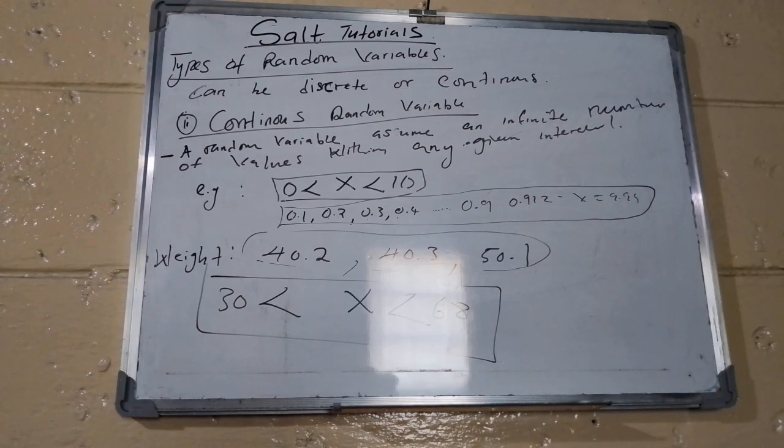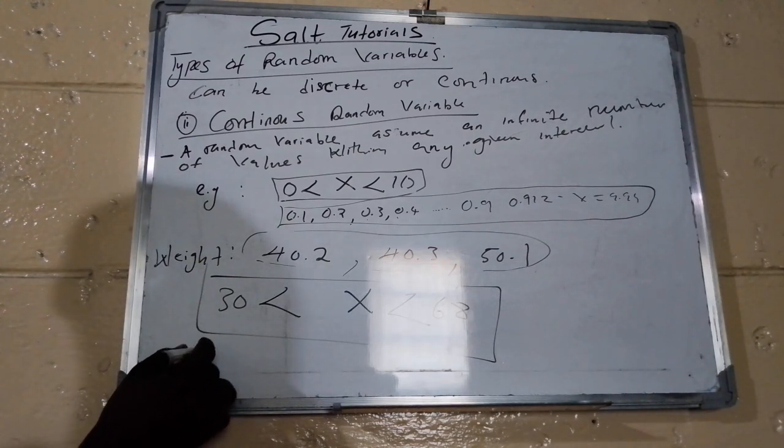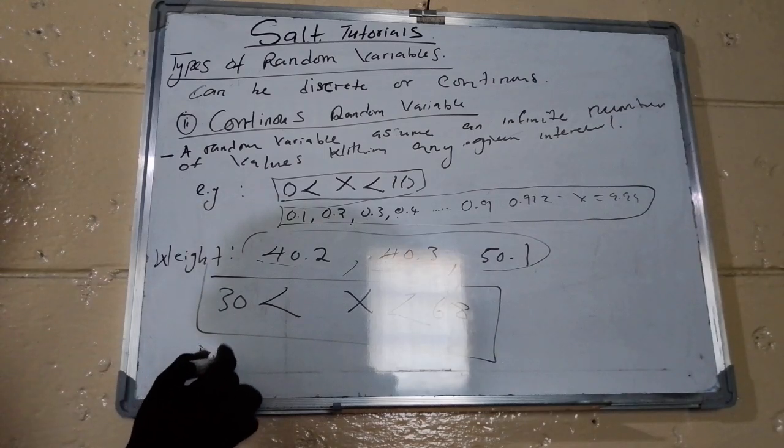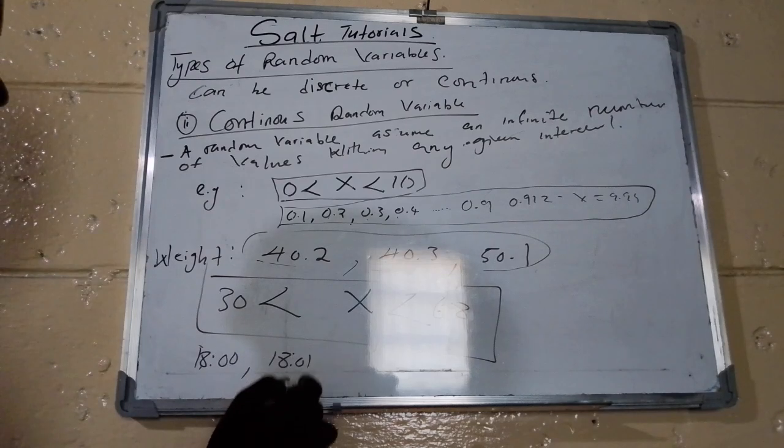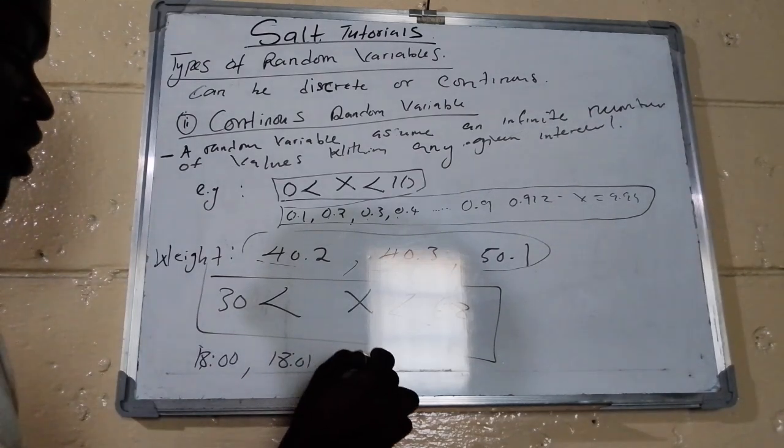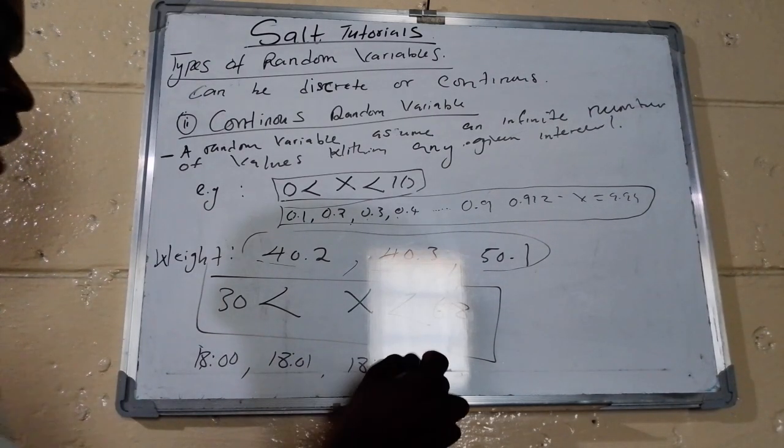Maybe I could talk about heights, or the length of time between arrivals of you students in class. If you are having a class at 18 hours, what is the time you are going to be arriving? There will be people arriving at 18 hours sharp, people arriving maybe at 18:01, people arriving at 18:03, people arriving at 18:30.